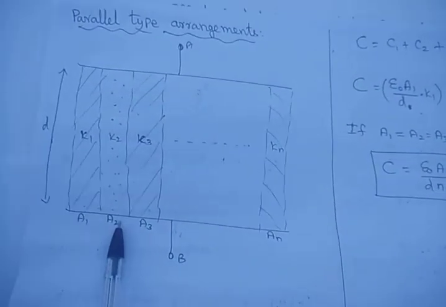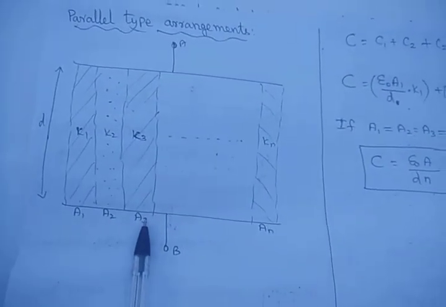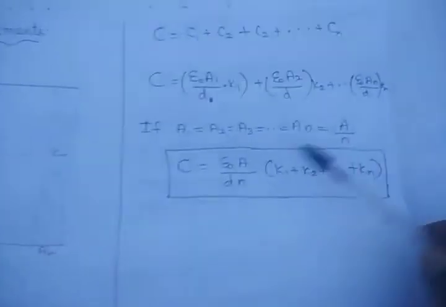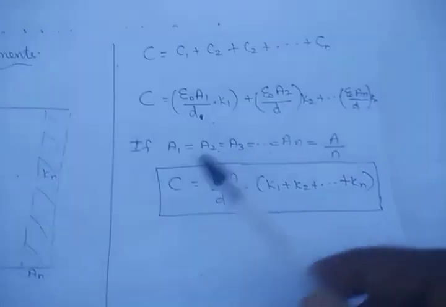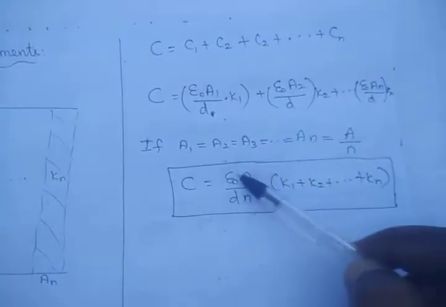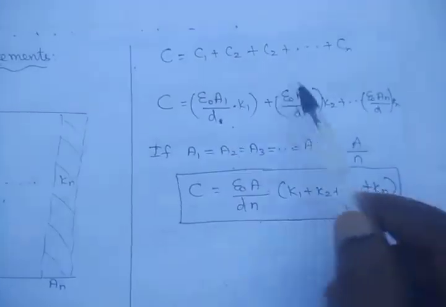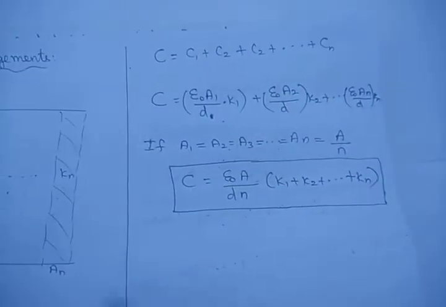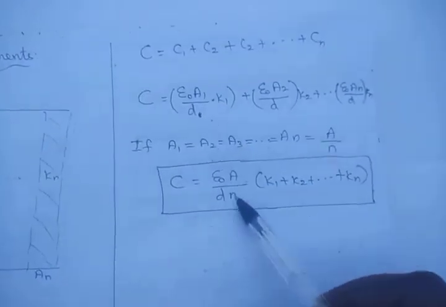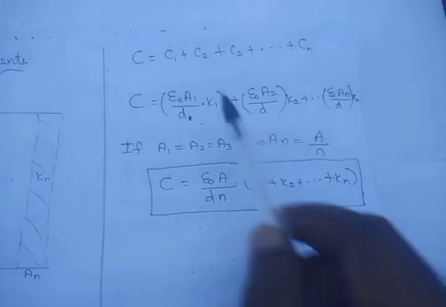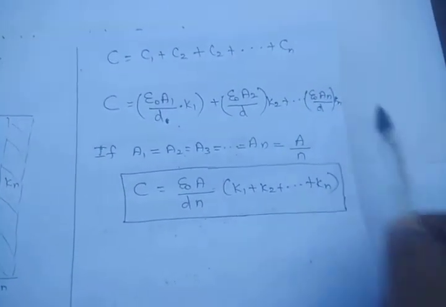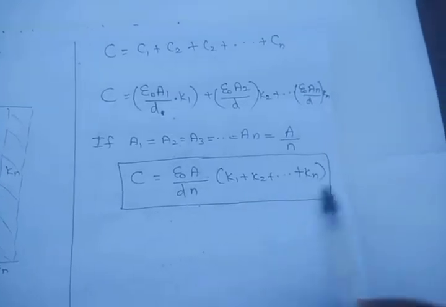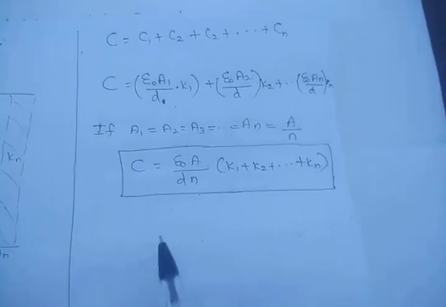This area, A1 and A2, are equal, and then it is equal to A3 up to AN. So finally we get what is the area? A by N. So you substitute, instead of this one, x lambda naught by D. X lambda naught by D is common, so you take it outside, and A by N is also taken outside. The remaining thing is K1 plus K2 plus etc. up to Kn. So we get only the summation of all the dielectric constants.